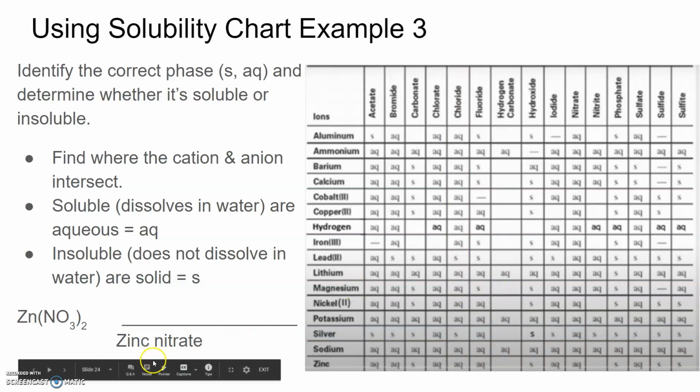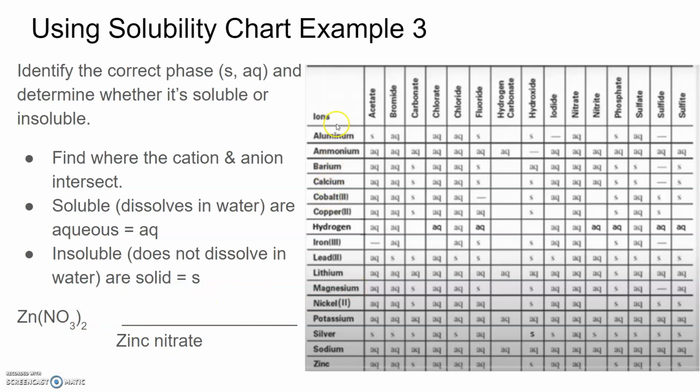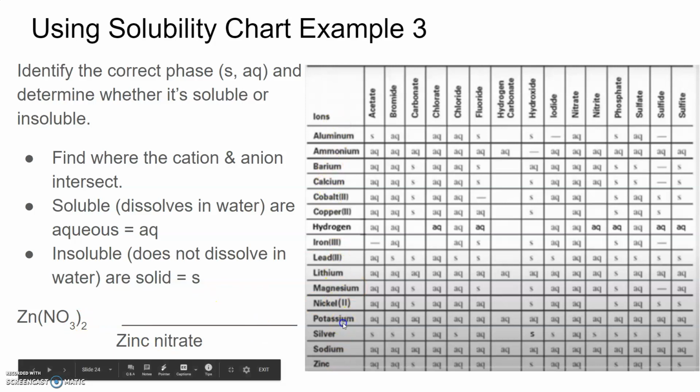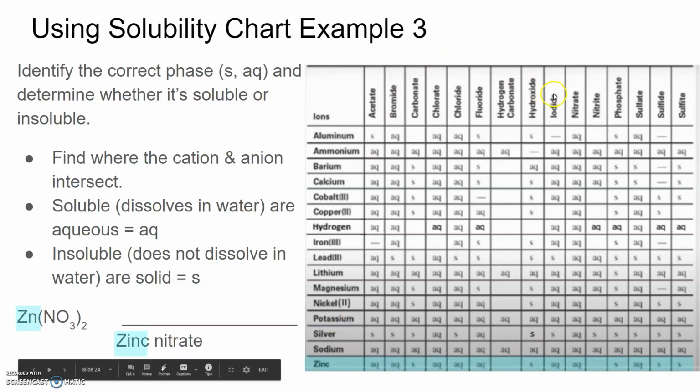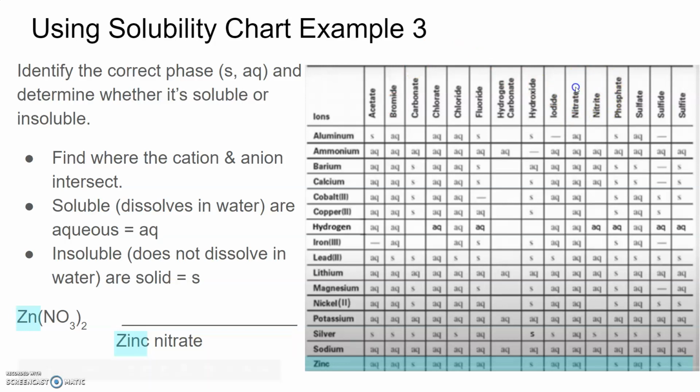Last example, zinc nitrate. So look for the cation first. Along the side here, we have zinc. That's all the way at the bottom, the last row. And then we'll look at the top for the nitrate. And you've got to be careful because there's nitrate and nitrite. So make sure you're looking at nitrate. And there it goes, and it's aqueous. So if it's aqueous, that means it is soluble.